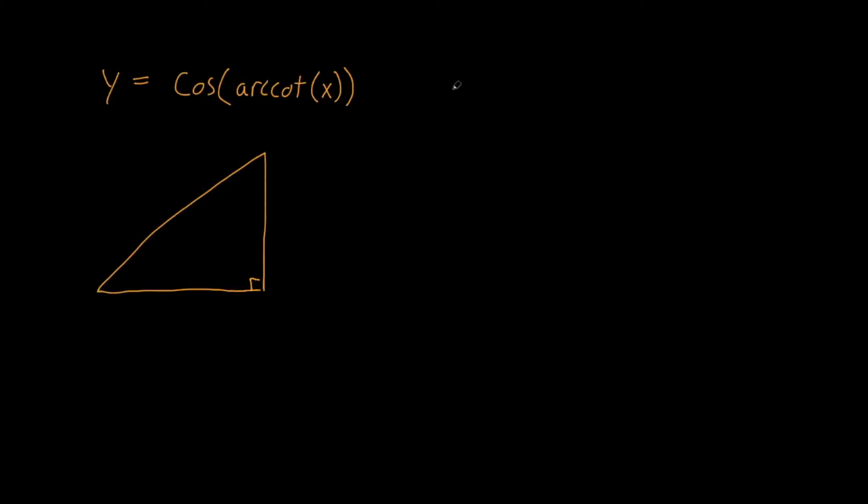Keeping in mind that arc cotangent is a function that turns an adjacent side over an opposite side into an angle, which we're going to call theta. We'll put theta here. And cosine is a function that turns an angle, which is our theta in this case, into an adjacent side over hypotenuse. We can say that we have arc cotangent of x. So the x is the ratio of adjacent side over opposite side.